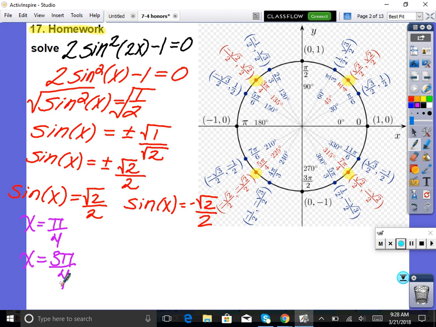Why? Because if we start here and we add pi, that's going to put me right here, taking care of that solution. Everybody see? And if we start here and add pi, that's going to put me here. So instead of double dipping on solutions, we're going to write this out, and then we're going to say plus pi as many times as we want.